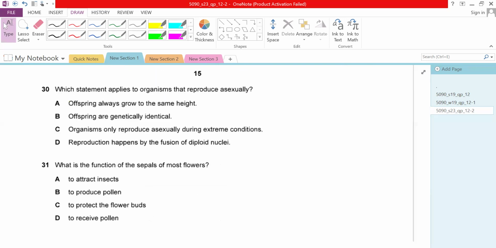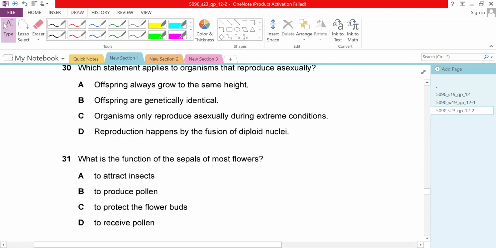Question 30. Which statement applies to organisms that reproduce asexually? Offspring always grow to the same height? No. Offspring are genetically identical. Yes. We can read the other two options. Organisms only reproduce asexually during extreme conditions. No. Reproduction happens by the fusion of diploid nuclei. No. Question 31. What is the function of the sepal of most flowers? The function of the sepal is to protect the flower bud. Option C is correct for question number 31.